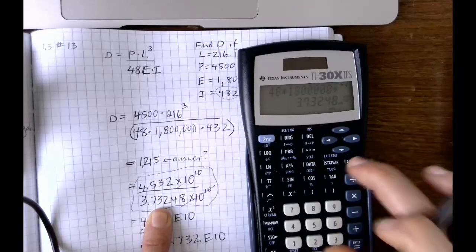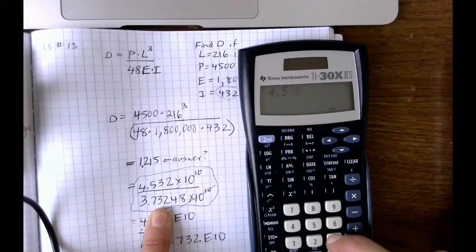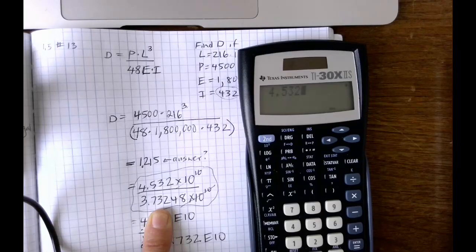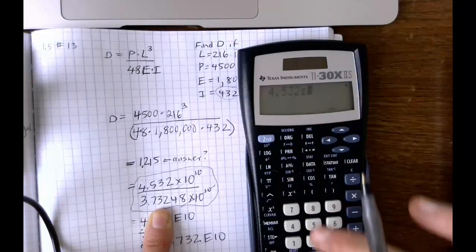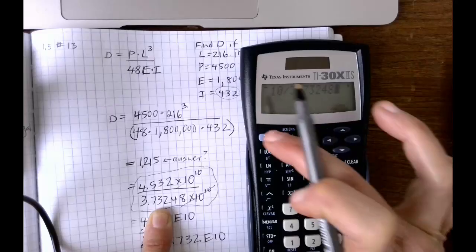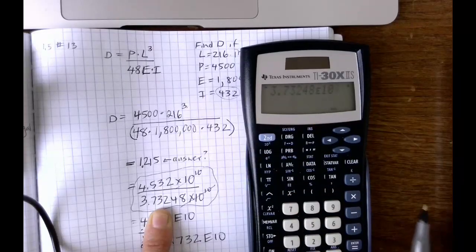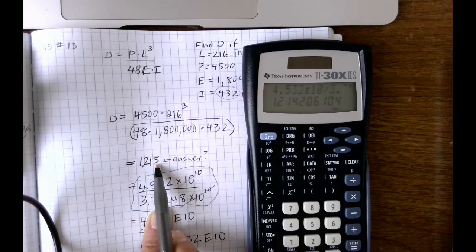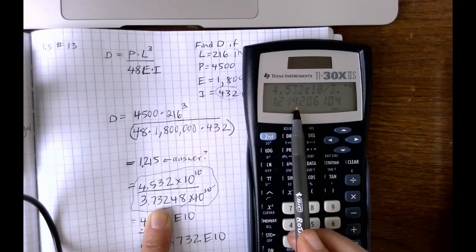And then we want to divide these two numbers, so 4.532, and I know we dropped some decimals, there was more here, but it's not going to matter. You can take my word for that. So that, and then I do my E feature, 10, divided by 3.73248 second E 10, and that gives me the answer, which is 1.215, and then I need to look and see what the units are on this answer, but that is the correct answer. Actually, that's coming out 1.214, and that's probably because I lost accuracy somewhere along the way. Huh. Not a huge deal.